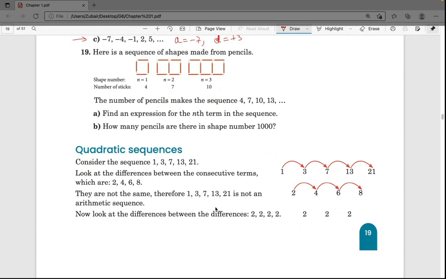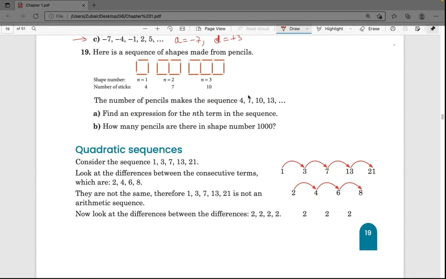Here is a sequence of shapes made from pencils. Basically, the nature of the question would stay the same. There are different forms of representing it. Now we have this shape, sequence number 1, sequence 2, and sequence 3. If we count those pencils, in sequence 1 there are 4, then 7, and then 10. The number of pencils makes this sequence 4, 7, 10, 13, and so on. Find an expression for the nth term of the sequence.